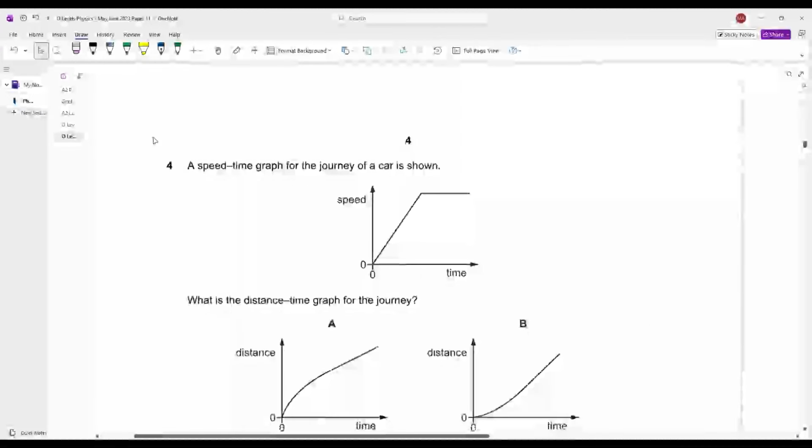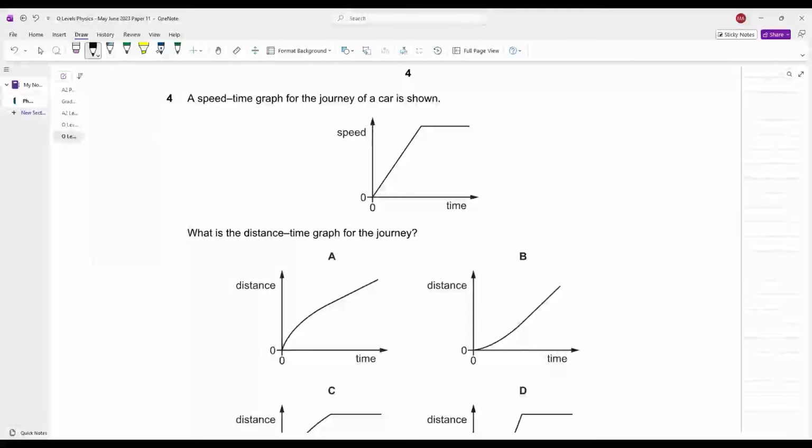Perfect. A speed time graph for the journey of a car is shown. What is the distance time graph for the journey? You have to tell the distance time graph for the journey. Can you realize in this yellow highlighted region, that is region A, what is happening? You have an increasing velocity. आपकी velocity क्या है? Positive and increasing.